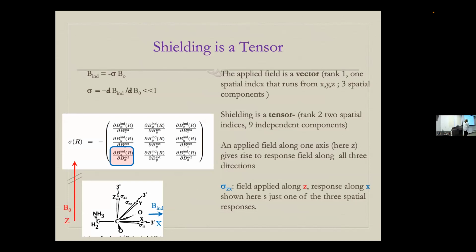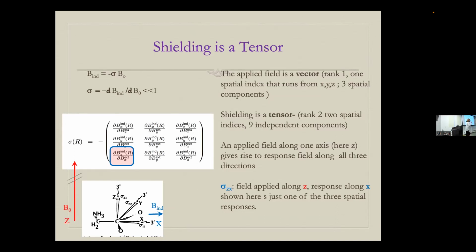So when we wrote that B induced is minus sigma times B naught, actually B naught is a vector and B induced is a vector. And the right thing for sigma to be is a tensor. A vector is rank 1, meaning you only have one spatial index, an index that runs from X to Y to Z. They're both vectors, right? But shielding is a tensor. It's called rank 2 because it has two spatial components.